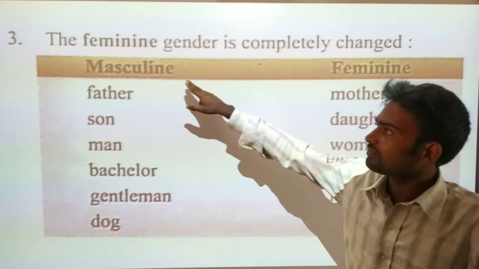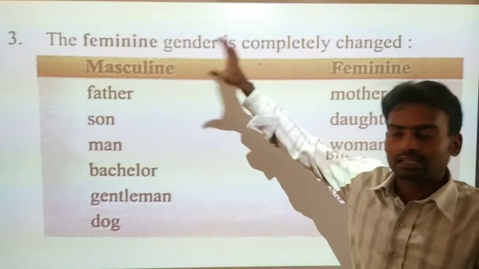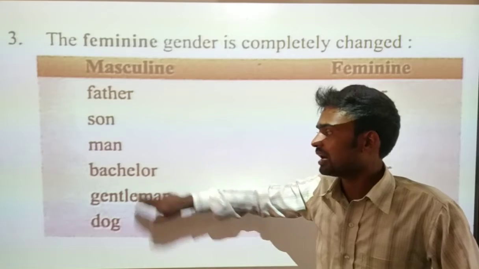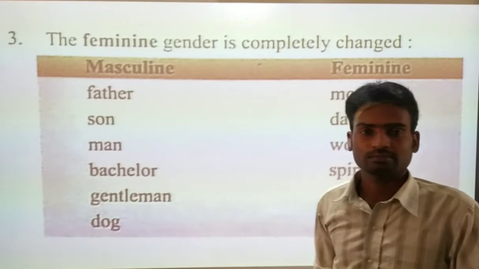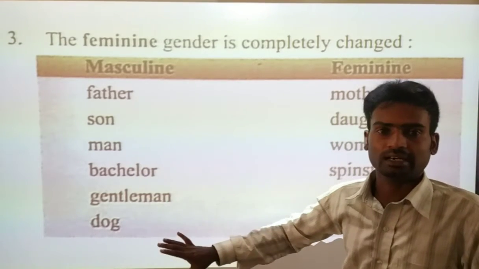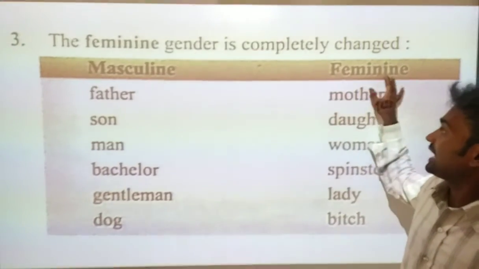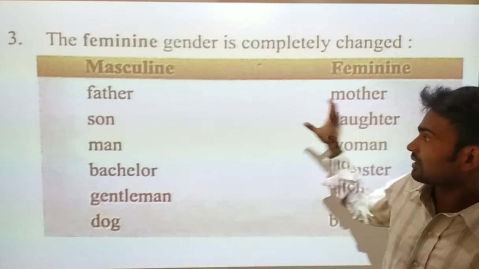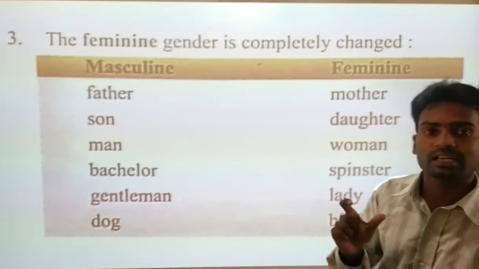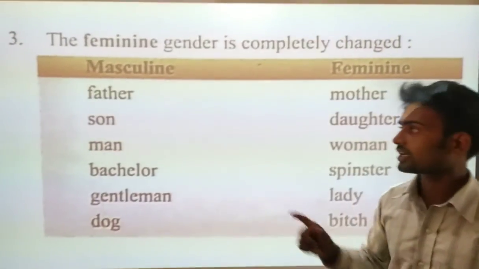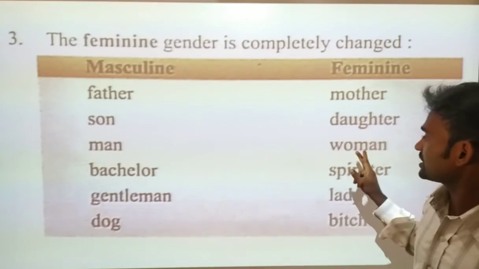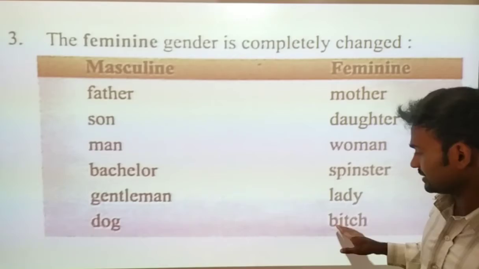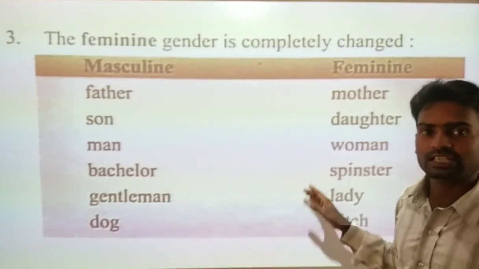Okay? So masculine gender means ladka, suppose ladka: father, son, man, bachelor, gentleman, dog. Sab ladka. Here feminine gender ye ladki hai. Completely changed. The word is completely changed. Okay? Mother, daughter, woman, spinster, lady and witch. So everything completely changed.